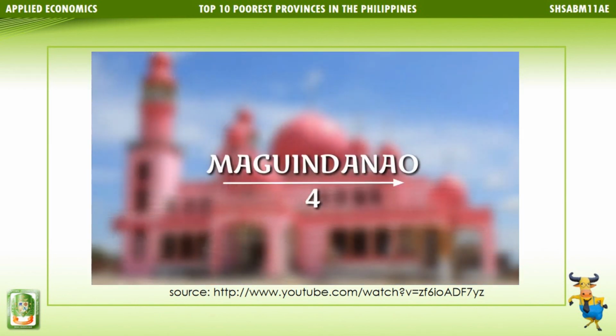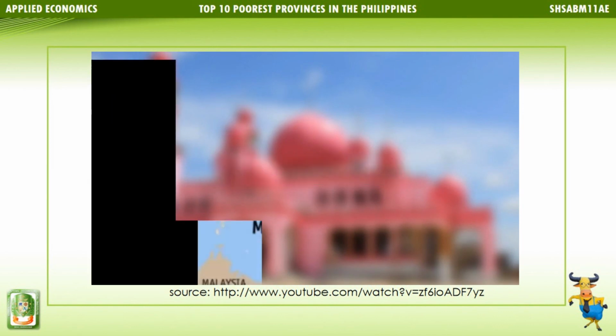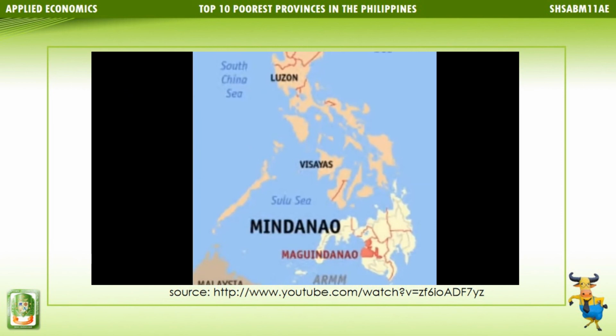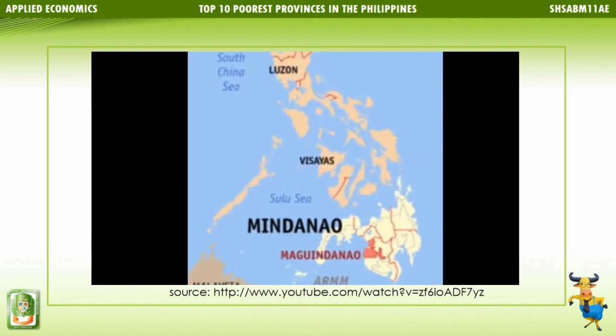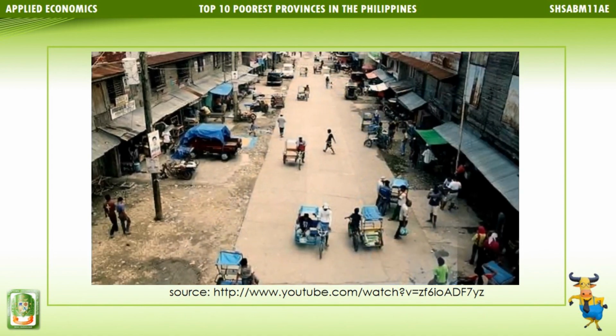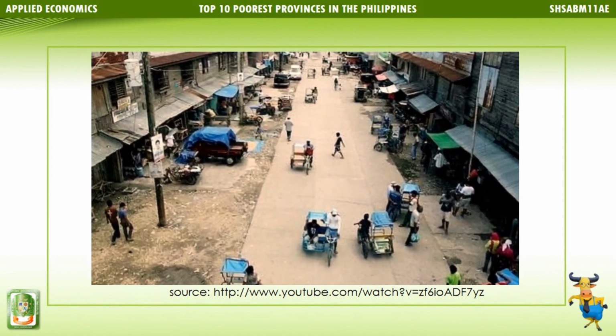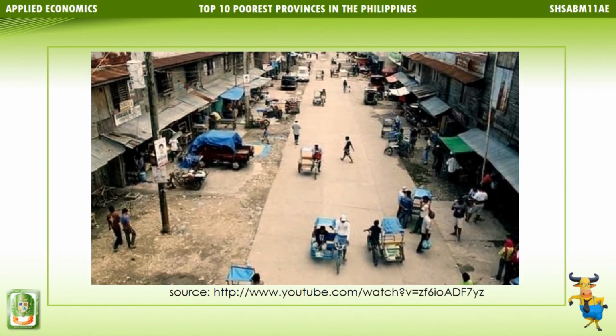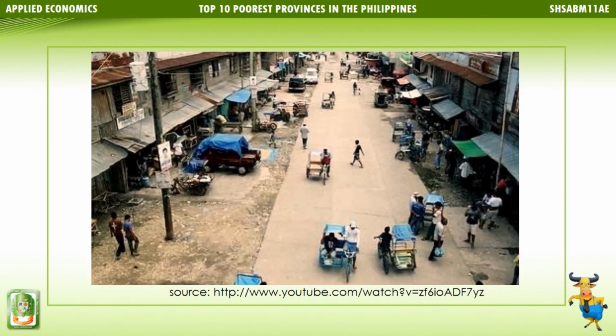Number 4. Maguindanao. Maguindanao is under the Autonomous Region in Muslim Mindanao, ARMM. It is 4th among the poorest provinces in the country, with 54% poverty incidence. This province became one of the most talked about provinces because of the Maguindanao massacre, wherein 58 people were killed, 32 of them journalists.